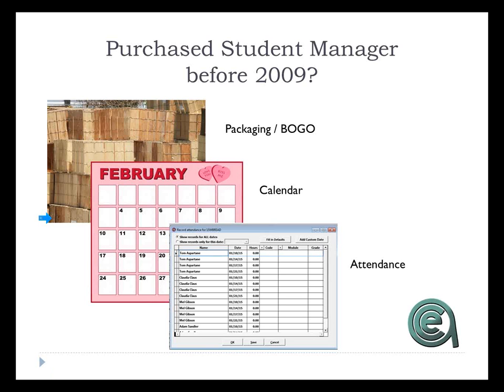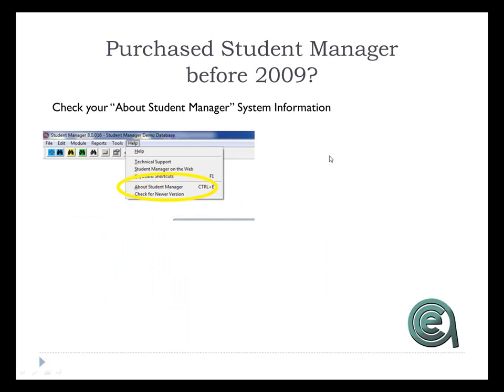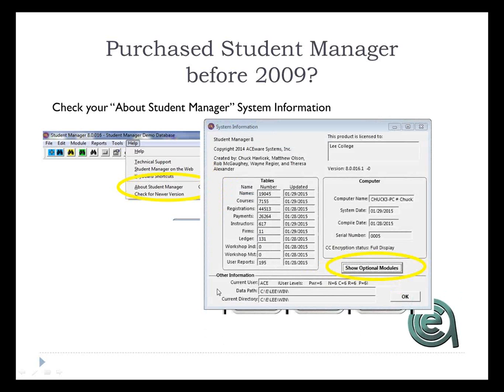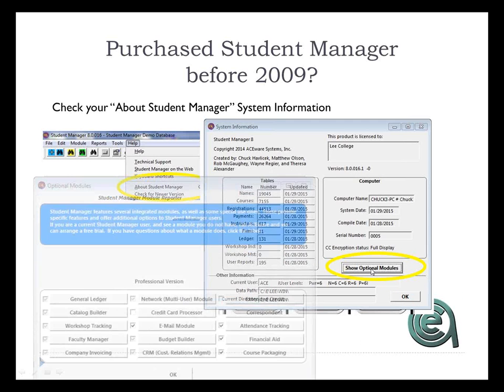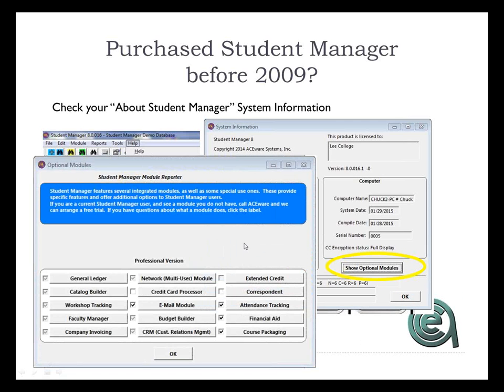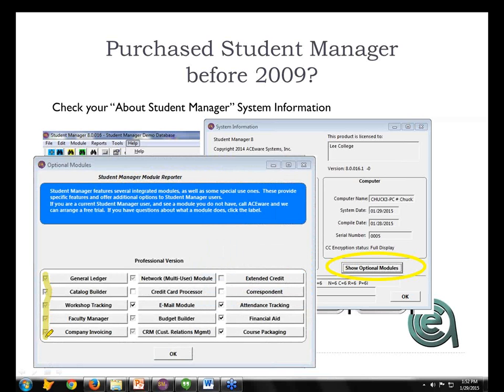And so how do you know if you've got all the modules? I'm looking at the attendees. Most of you probably have most of them by now. But if you would go to your main menu, click on About Student Manager, you'll then get the system information, and over in the lower right it'll say Optional Modules. That will bring up a module reporter, and the module reporter then allows you to see what is checked over here. So this particular demo has everything on it except credit card processing, extended credit, and correspondent.